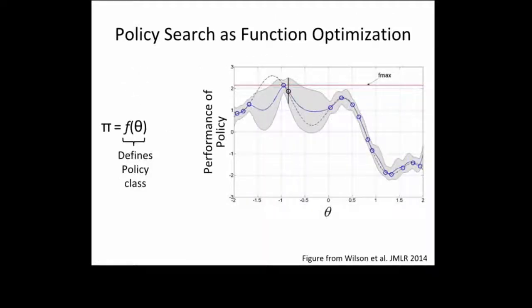So in particular, we can think of policy search as simply function optimization, where we have a set of policy parameters, and there is some associated value with each of those particular sets of policy parameters. And if we use things like Gaussian processes, then we can explicitly represent our uncertainty over what is the potential value of different types of policies.